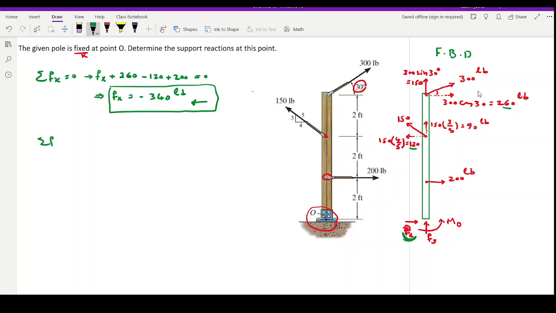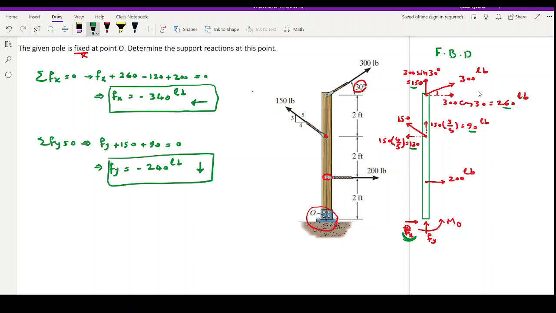Now write sigma Fy is 0 and find Fy from there. Sigma Fy is 0. Again, Fy plus 150 from here, plus 90 from here, is 0. I don't have any vertical force. These are the only 2 forces I have. Again, Fy is going to be negative 240 pounds. Again, it shows that the assumption that Fy is upward is not correct. Fy is downwards. That's my second force.